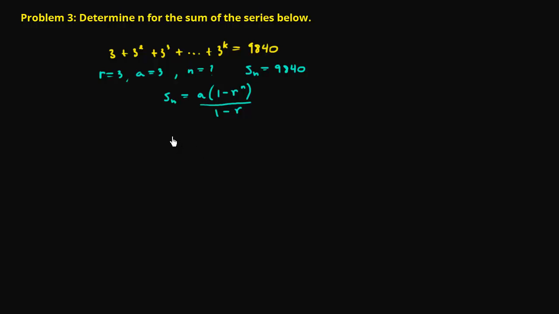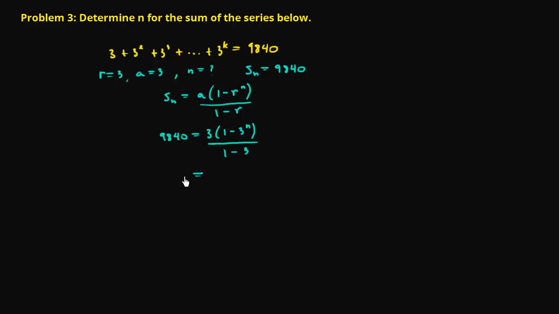So we know that the sum of all the terms in that series is 9,840, and that's equal to a, which is 3, times 1 minus r, and r is 3, to the power of n, all divided by 1 minus r, which is, again, 3.